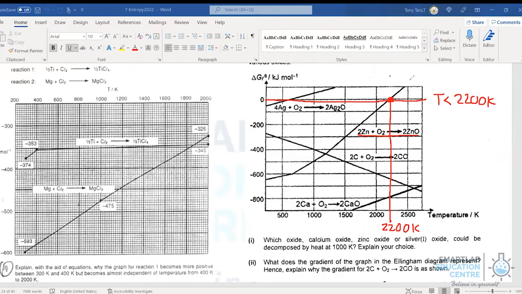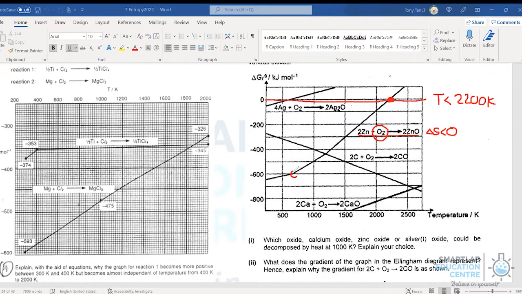The second part is that we notice that in this reaction, the gradient is all positive. Because the gradient is positive, the entropy change for this reaction is negative, which is correct because 1 mole of gas as a reactant is being used up in the reaction, leaving behind solid zinc oxide. So a decrease in the number of gas molecules for the reaction will indicate that the entropy change decreases.